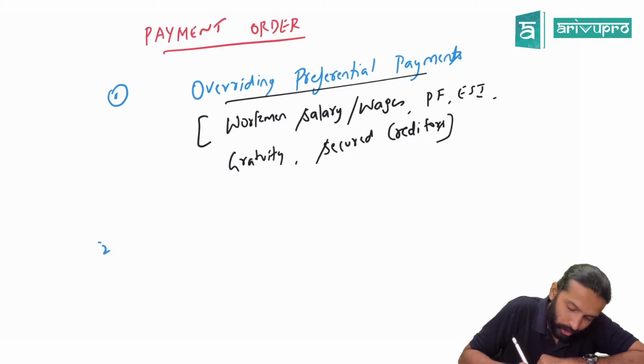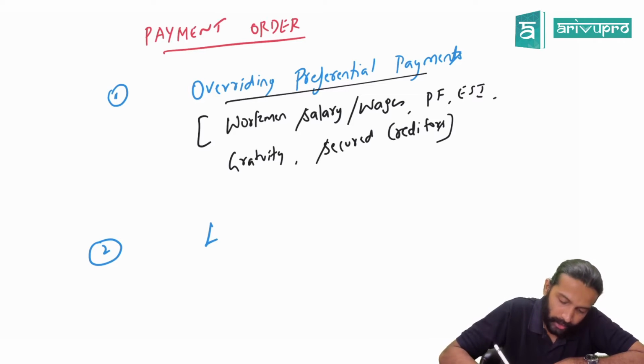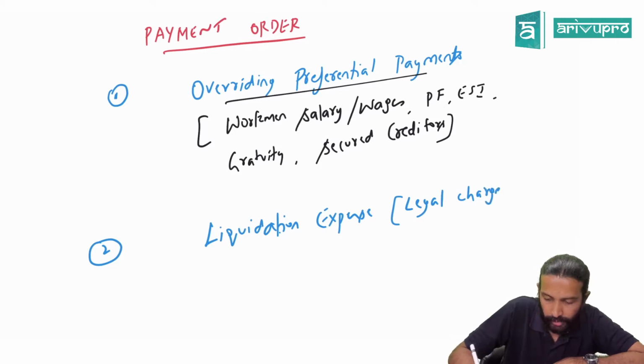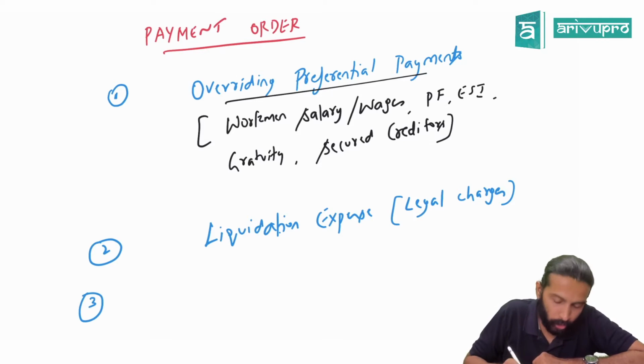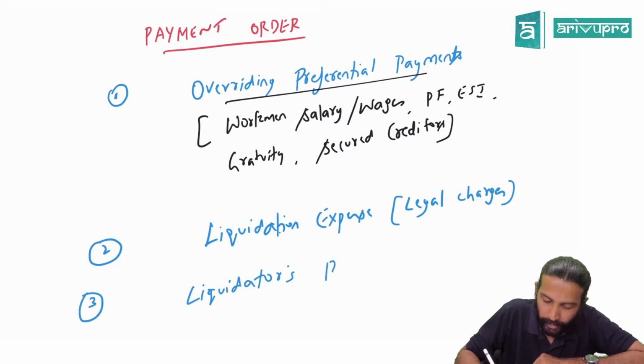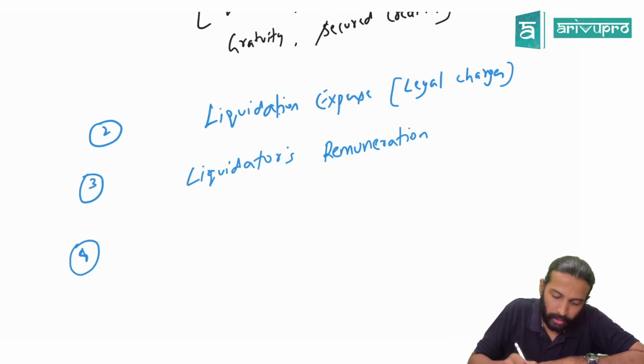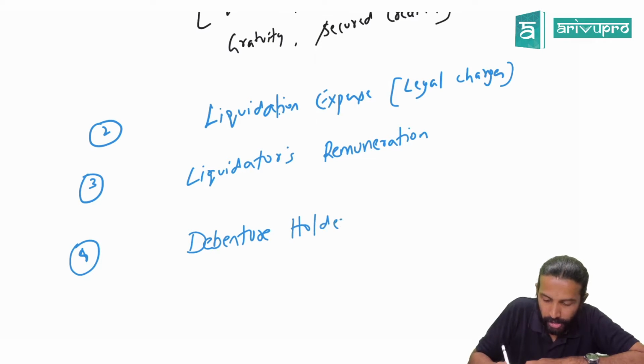Second, you will pay something known as legal charges or liquidation expenses. Liquidation expenses, or in brackets you can write legal charges. Then you will pay the liquidator's remuneration. Then you will make the payment to debenture holders.